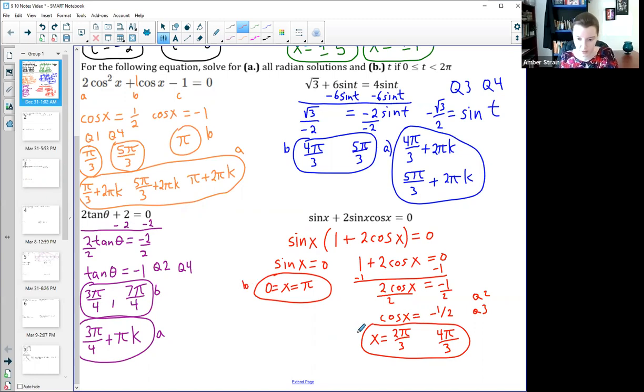We always kind of found those first. Okay, so that means the answer for part A would be those same 4 numbers, plus 2 pi k. Okay, because this period for both sine and cosine is 2 pi k. So it'd be 0 plus 2 pi k and pi plus 2 pi k. 2 pi thirds plus 2 pi k. Sorry, distracted myself. 2 pi thirds plus 2 pi k, and last 4 pi thirds plus 2 pi k.